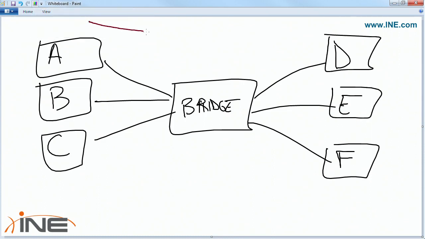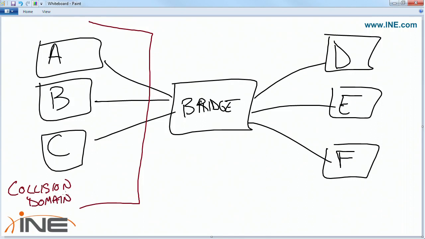On this side here, it means that all of these three hosts, A, B, and C, are in the same collision domain. So before A actually sends a packet onto the wire, it has to listen to see if B or C are sending at the same time. So only once it hears that no one else is sending traffic, then it can actually send the signal out. Same is going to be true on the other side, where D, E, and F are going to make up a second collision domain.